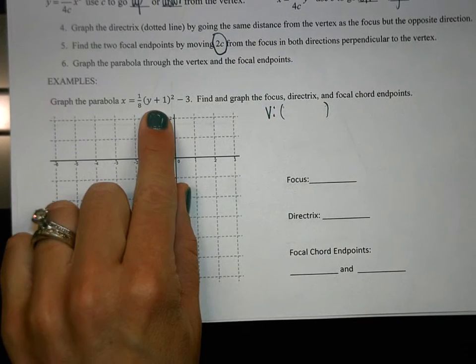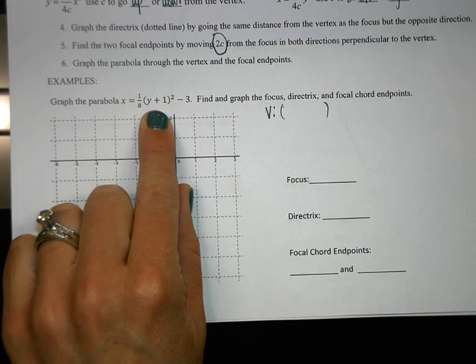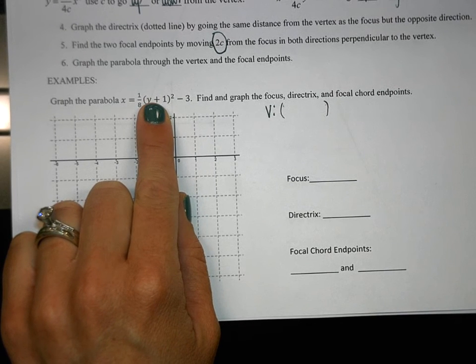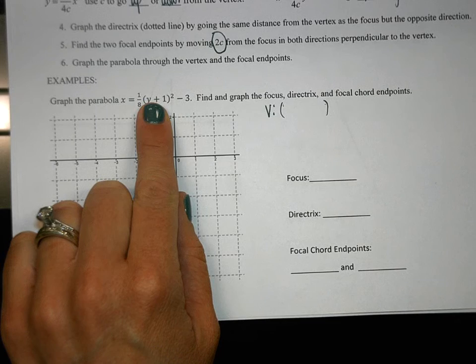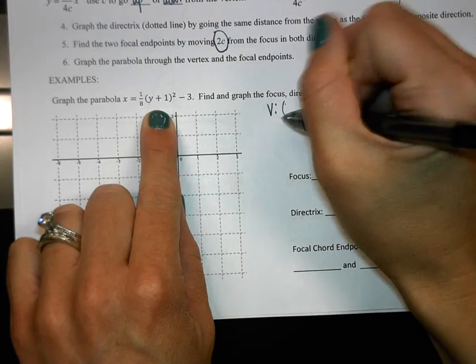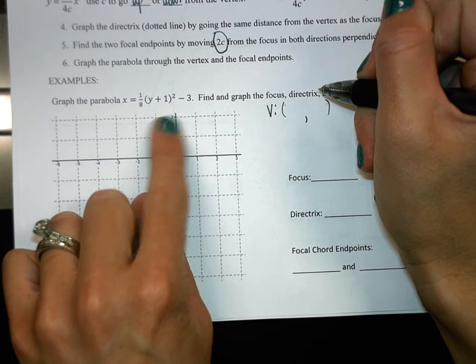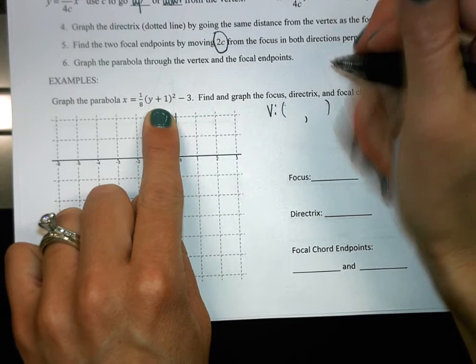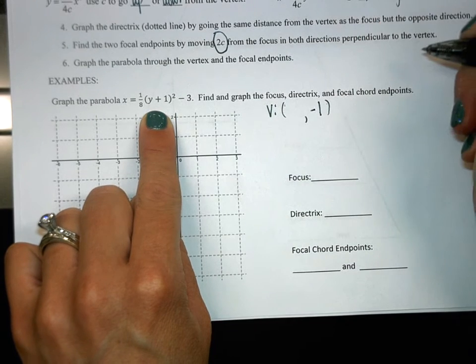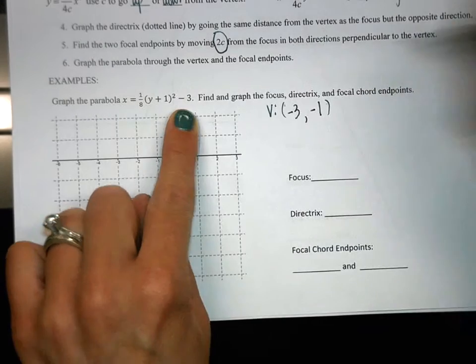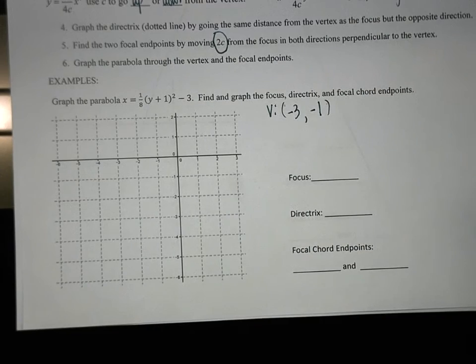Do you see how this says y plus 1? This is giving us our y value. So that means that the y value is going to be what? Negative 1. Okay, so if this is y plus 1, it's going to stay with the y value of the vertex. So the y value of the vertex is going to be negative 1. And then this is the x value, which will be negative 3. So it just flips around. It just flips around, exactly.